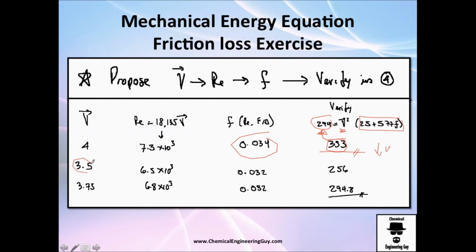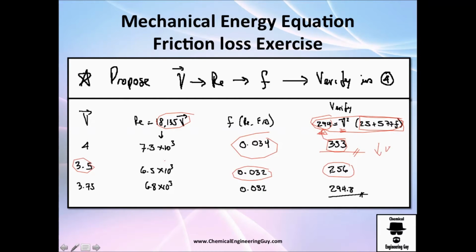Let me try 3.5. I calculate Reynolds number with the same formula right here, 6.5. I got this friction factor, which is a little bit less. I substitute it in this equation and solve for velocity, and I get 256. But I don't need 256, I need 294.